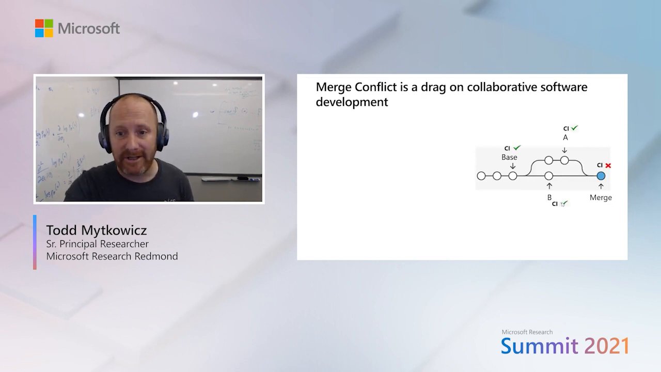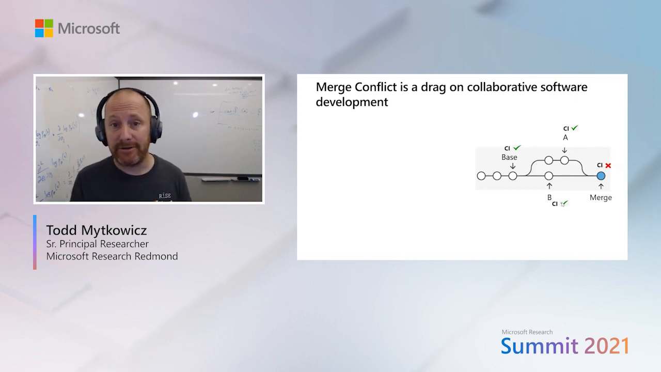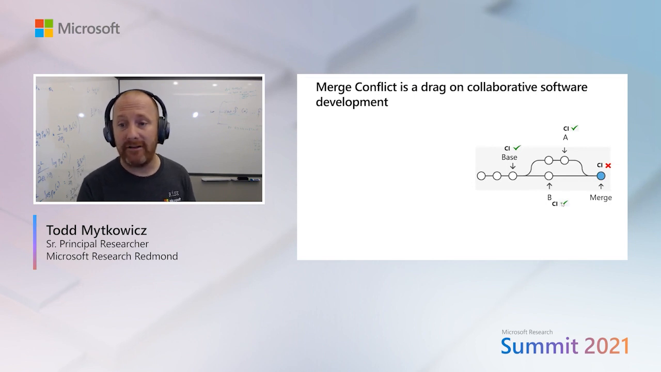So what's pesky about merge conflicts is that you can have a situation where, if you have continuous integration tests in your development cycle, base, A, and B respectively can all pass your continuous integration tests.